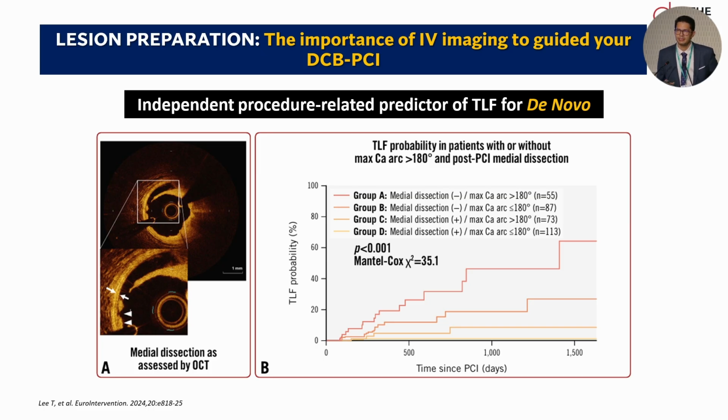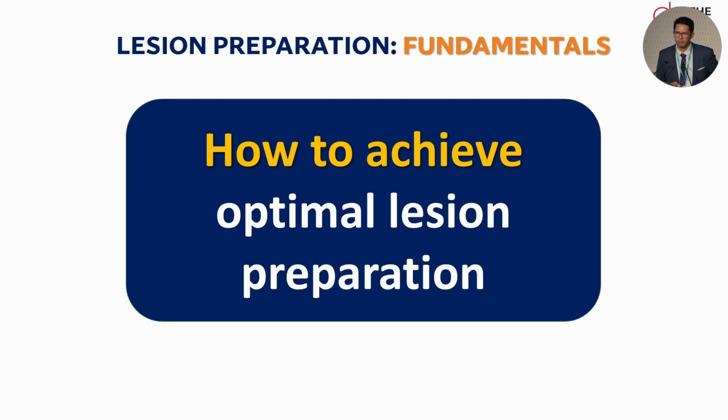like medial dissection. We know that these medial dissections are friendly dissections, and the dissections that we want to have in order that the outcome of the DCB PCI is better with time. And also, calcified lesions are our enemy. More calcium and no presence of medial dissection are a bad prognosis in the long term for the de novo lesion.